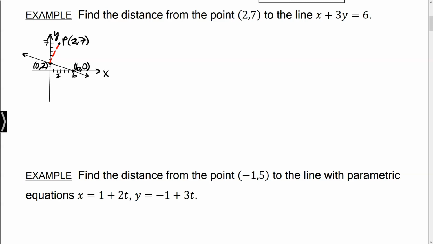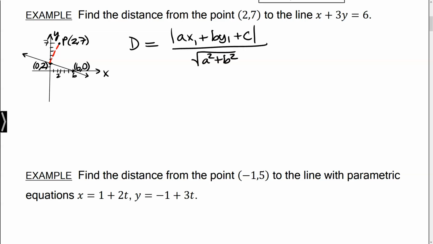So since we're given the equation of this line, we can use the formula that we just got. So this distance is absolute value ax1 plus by1 plus c, all divided by square root a squared plus b squared. Now, one thing you have to be super careful of, if you're often given a line in this form, you have to remember that this is x plus 3y minus 6 equals 0. So you have to subtract the constant to get it to the other side. It's probably the most important thing that people mess up on this kind of problem.